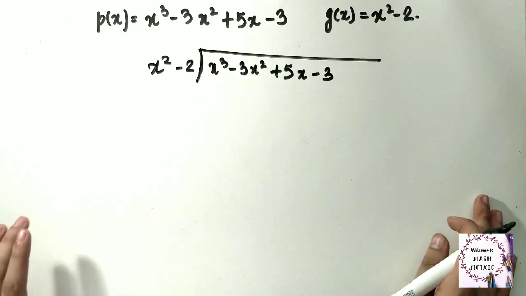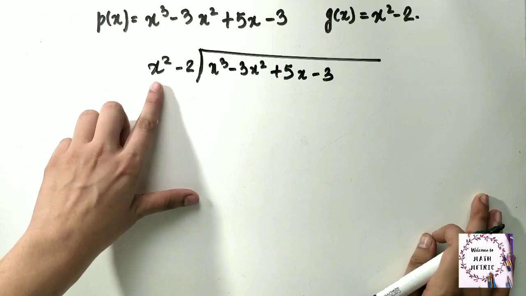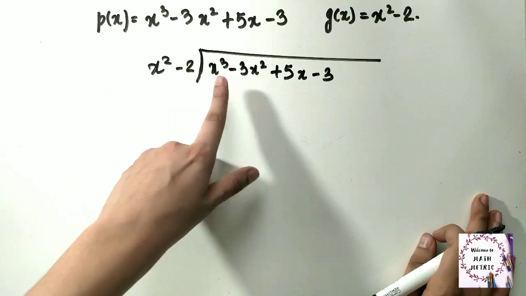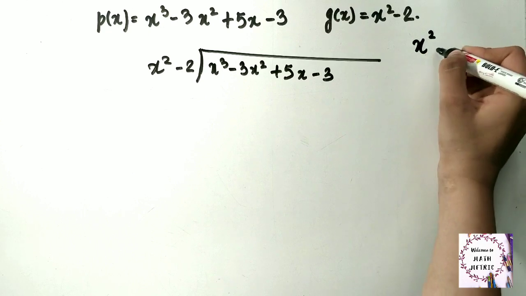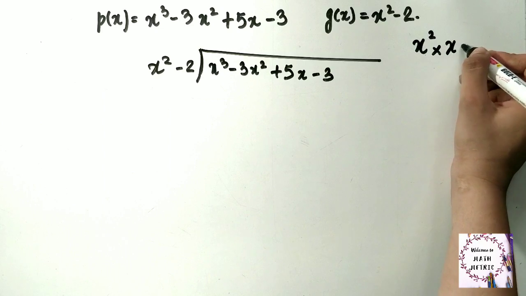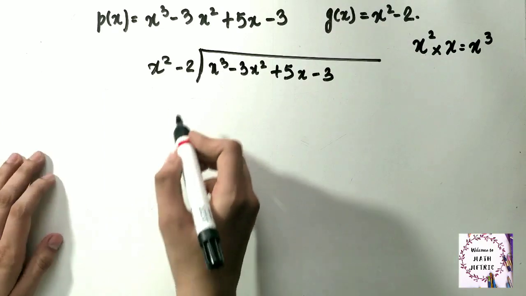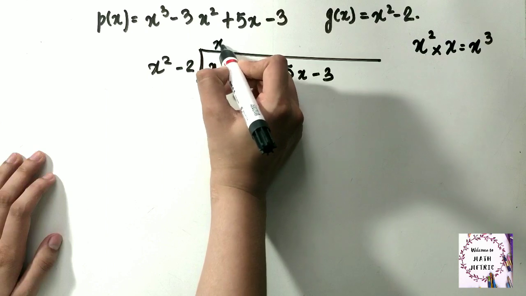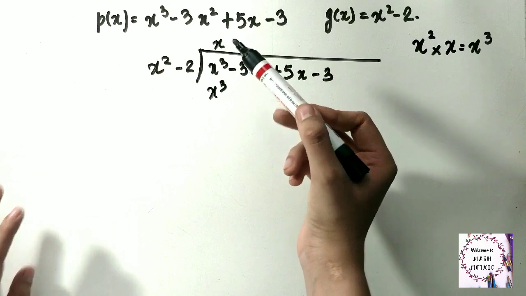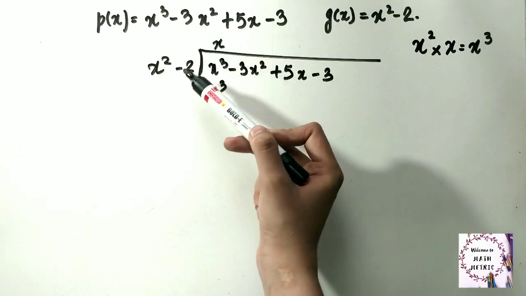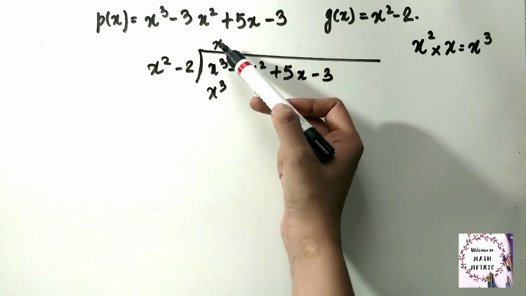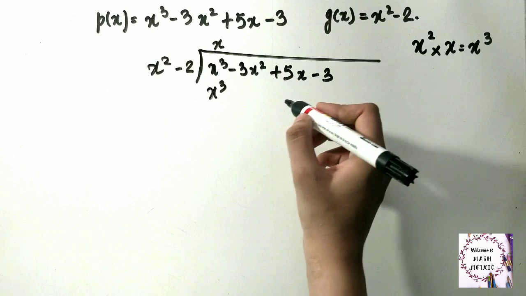To solve this, we have to find by which quantity x square should be multiplied to get x cube. By what should we multiply x square so that x cube comes? By x, and we'll get x cube. So x square should be multiplied by x to get x cube. Now simply we have to multiply this quantity by the remaining terms. The terms that remain here, we have to multiply with this. So x into minus 2 is minus 2x.